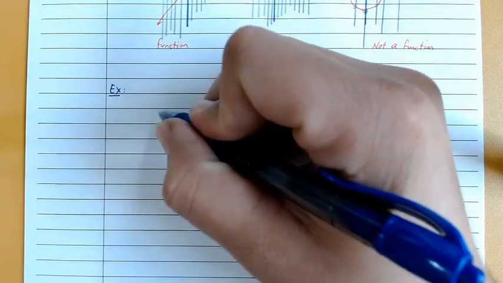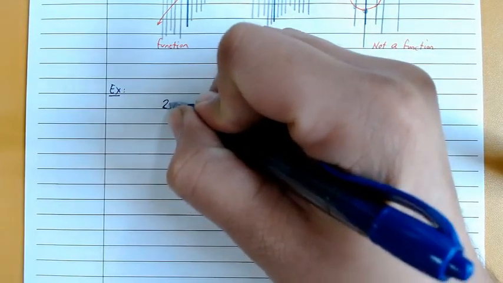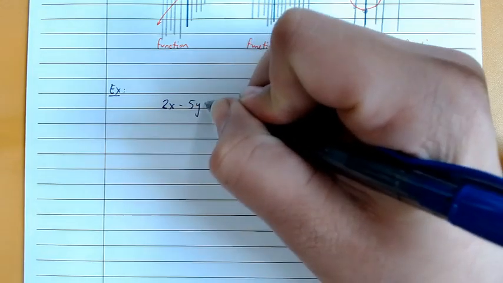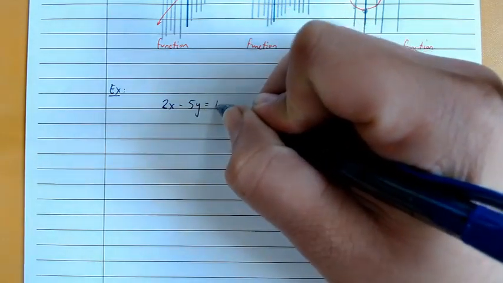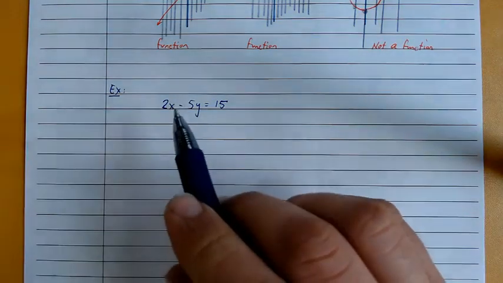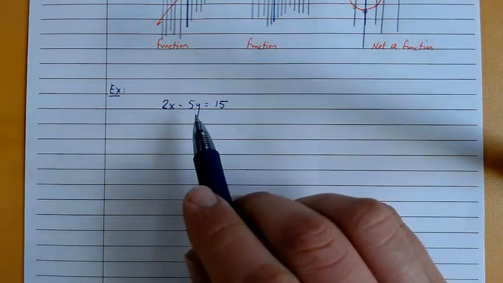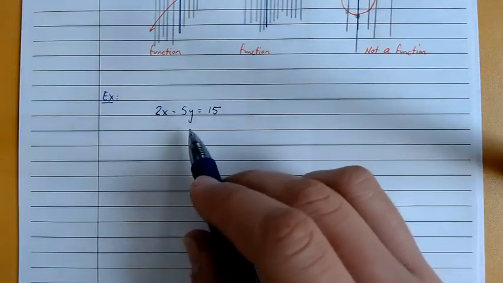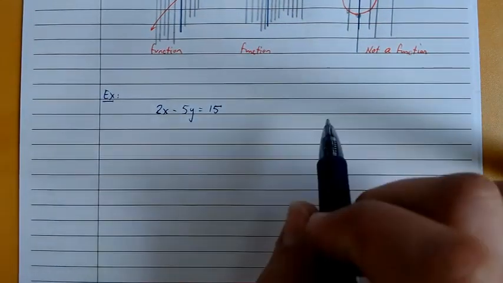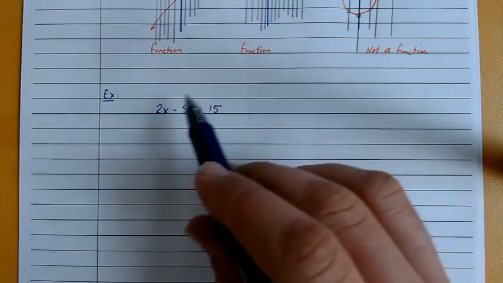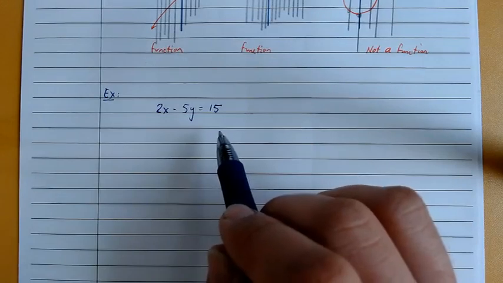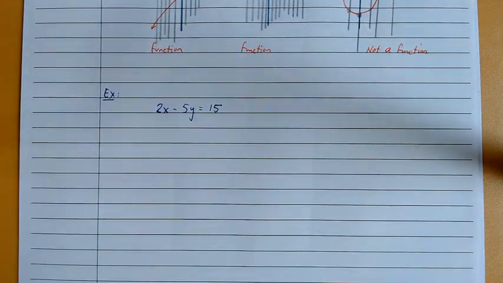Consider the equation 2x minus 5y equals 15. All right. Here we can graph this equation, and we can do so either by finding individual points and plotting and connecting the dots, or we can write this in the slope-intercept form, y equals mx plus b, and graph that way. It doesn't really make any difference which way we go about it.